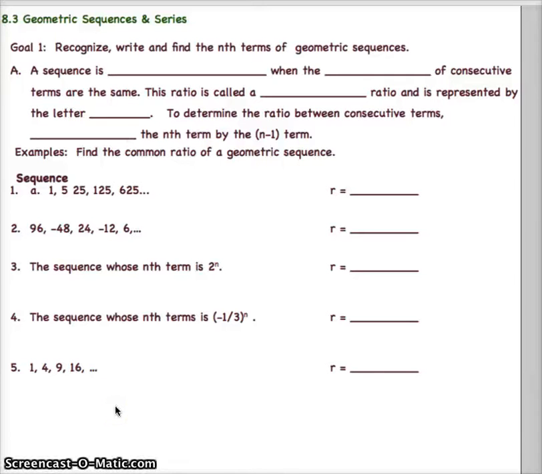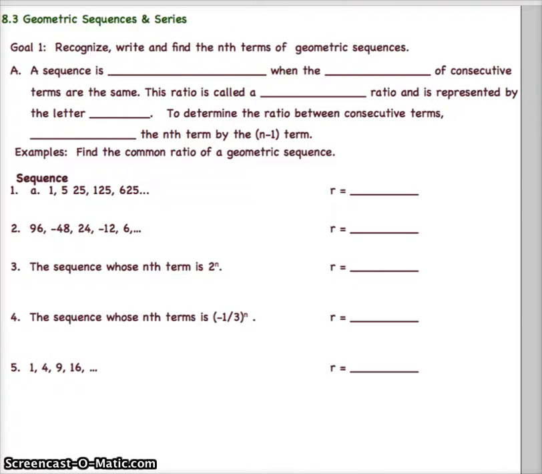So ladies, so far in this chapter, we've talked about general sequences and series, arithmetic sequences, and today we're going to talk about geometric sequences and series. So let's take a look at Goal 1, Part A. We want to recognize, write, and find the nth terms of geometric sequences.